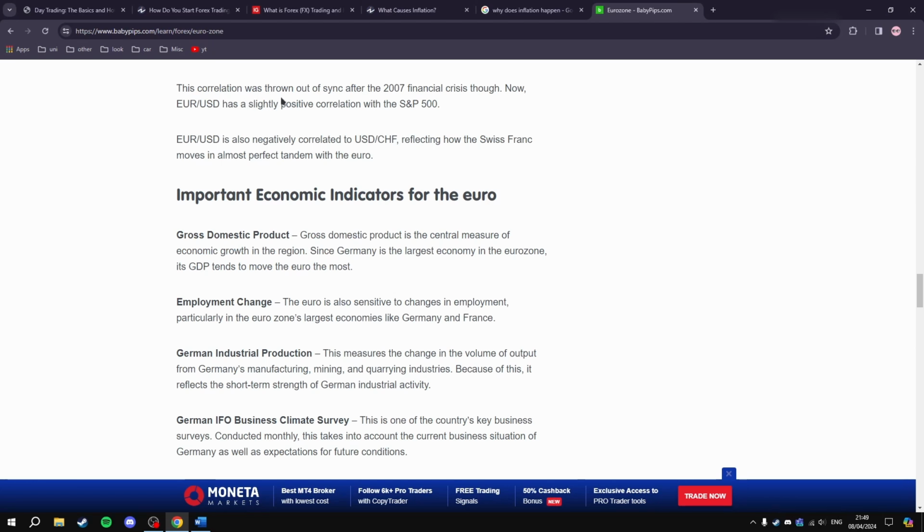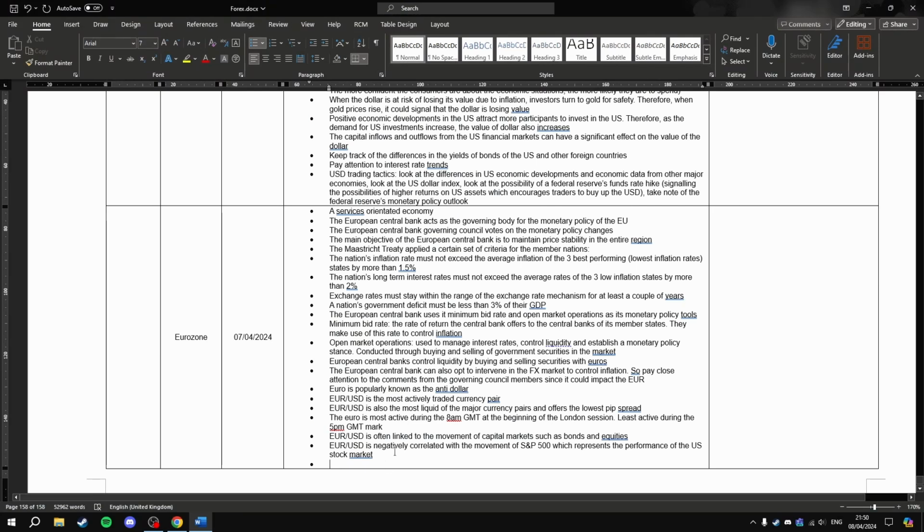The correlation was thrown out of sync after the 2007 financial crisis though. Now EUR/USD has a slightly positive correlation with this. Okay, never mind. Ignore what I just said there.